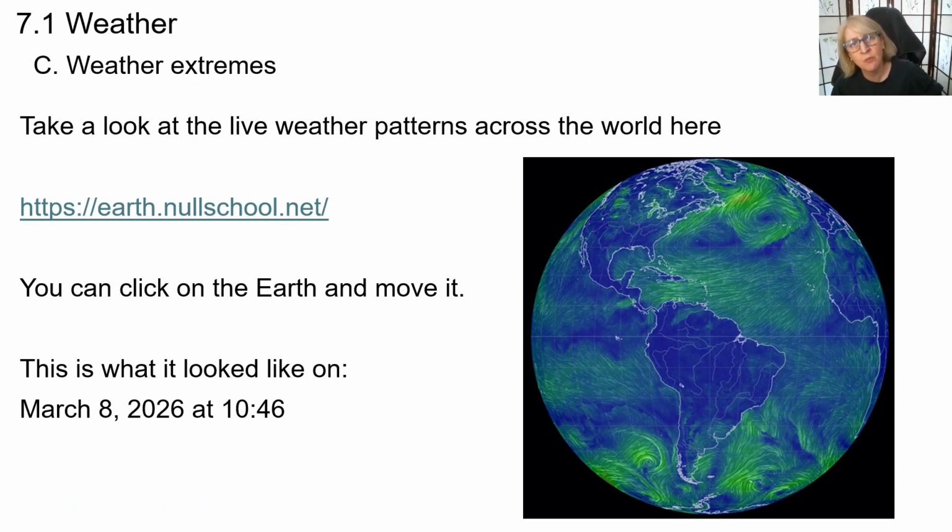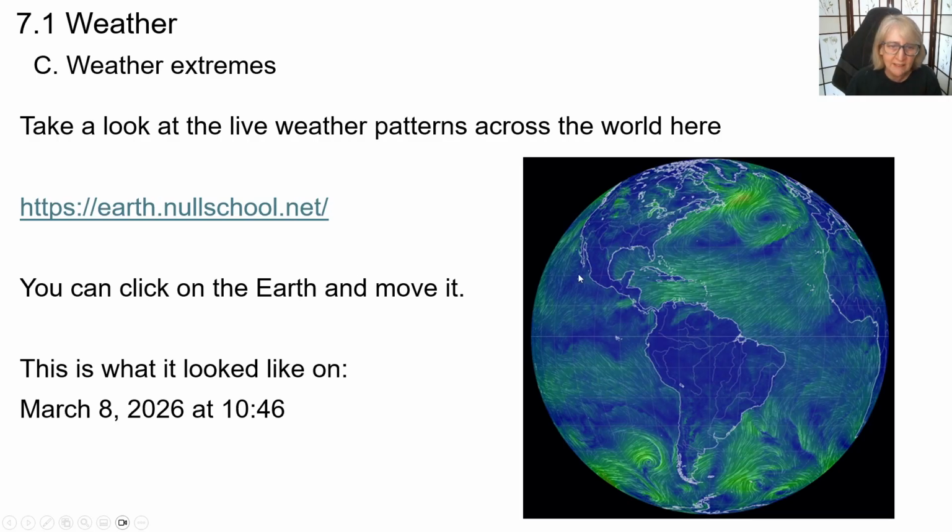You can also look at live weather patterns across the world. This is a fascinating site. I'll also link it in the module. If you click here, it shows you right now what the wind patterns on Earth are actually doing. I suggest you go back and forth over the next couple weeks and take a look at your planet. It was at 10:46 this morning. You can look at the wind across the Earth.